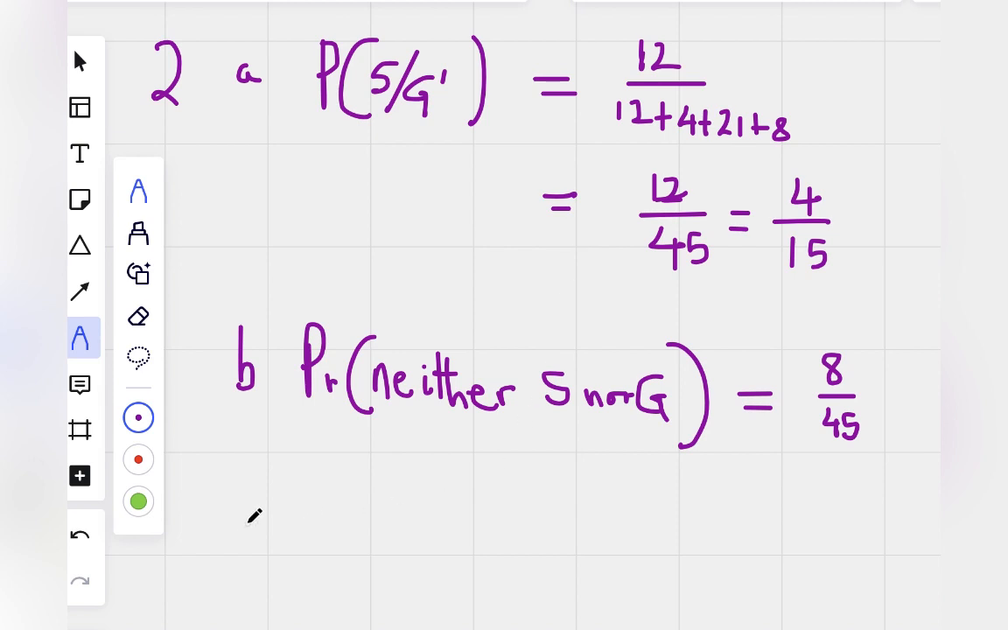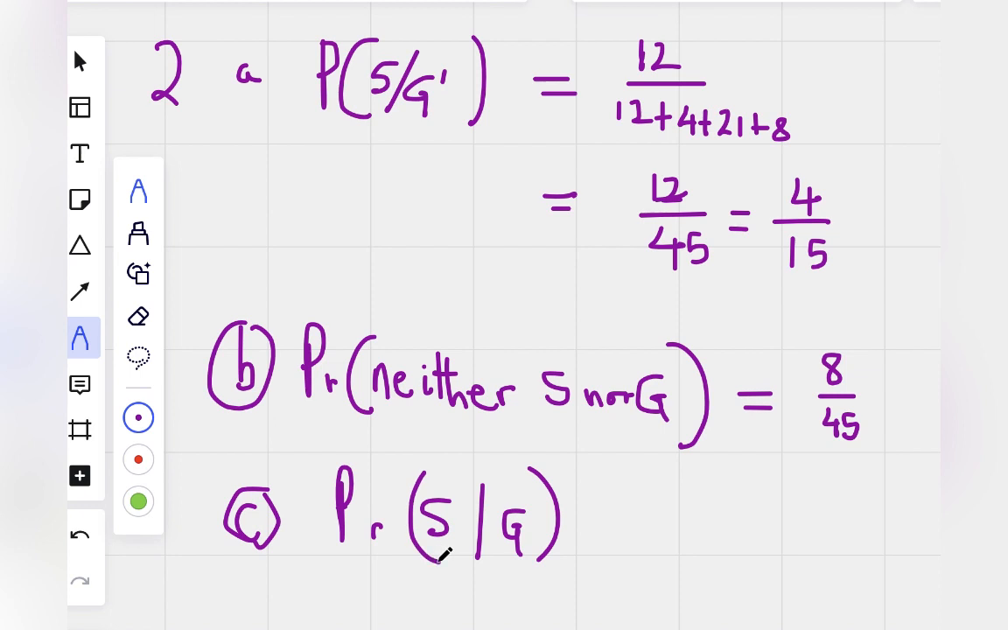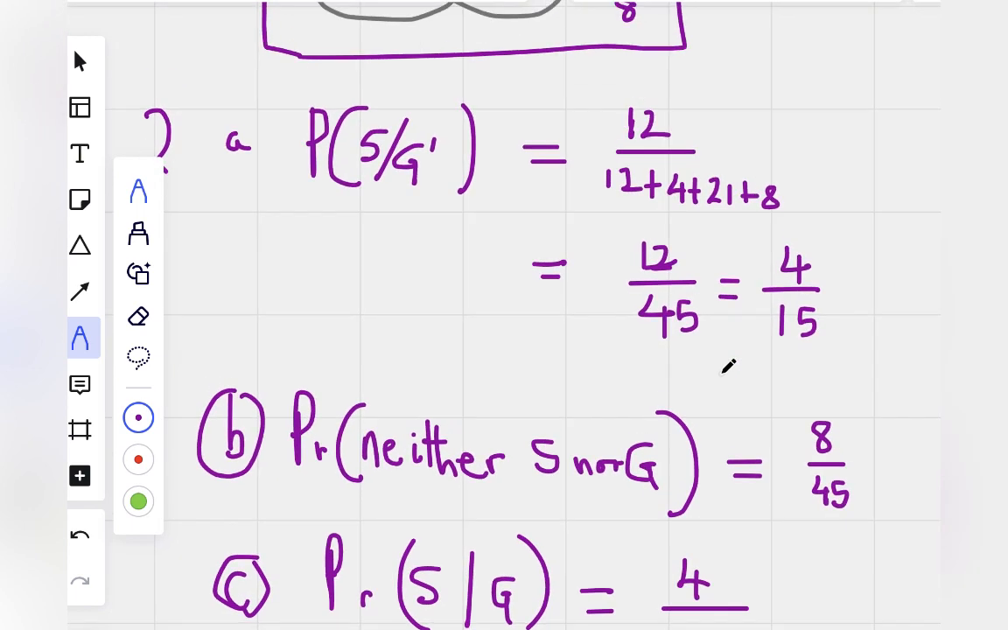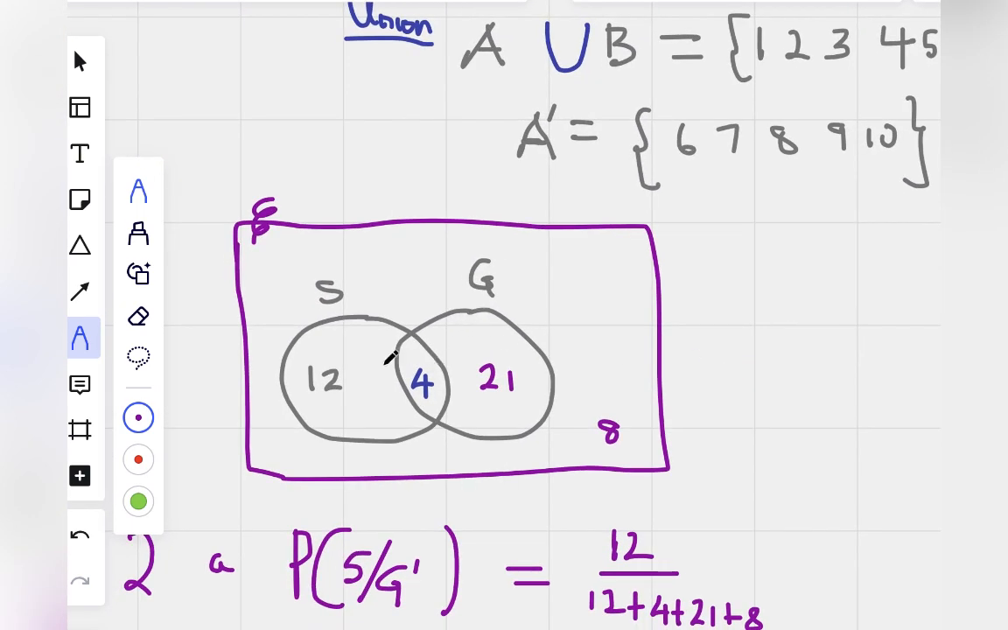So for the C part of this question, the probability that they study Spanish on the condition that they study German is given as the number of students who study both subjects, which is 4, the overlap, the intersect, over the students who study German, which includes a few students who study Spanish, which is 4 over 25.